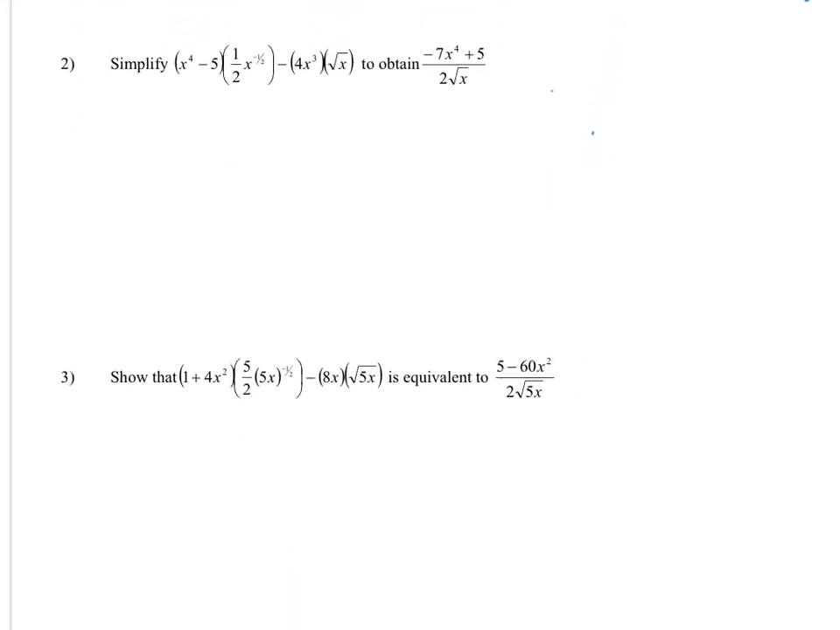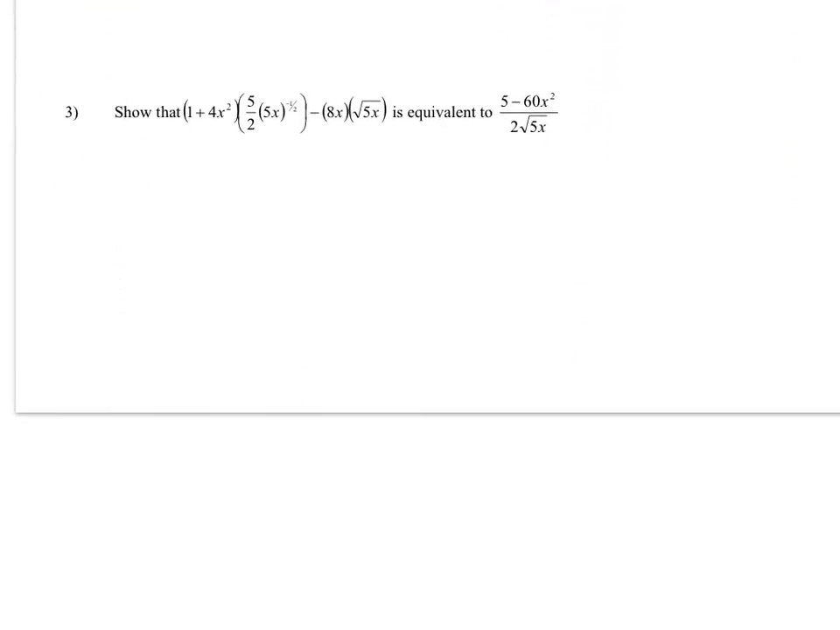Okay, let's skip to number 3. We are about to show that 1 plus 4x squared times 5/2 times 5x to the negative 1/2 minus 8x times the square root of 5x is equivalent to this wonderful thing right here. Again, it's helpful to rewrite with denominators. Now check this out right here.